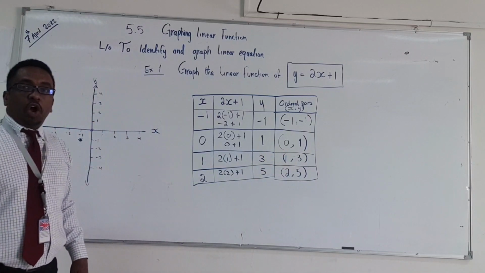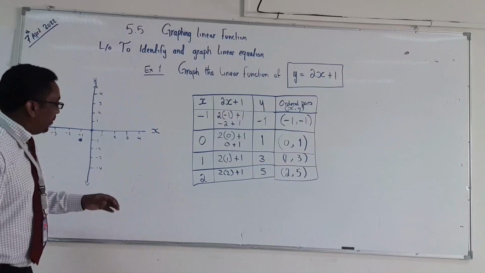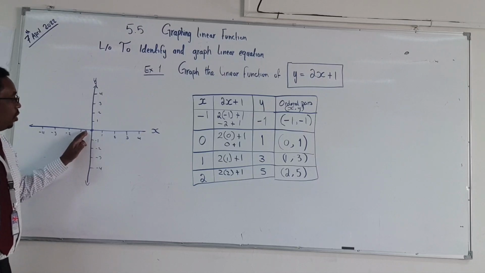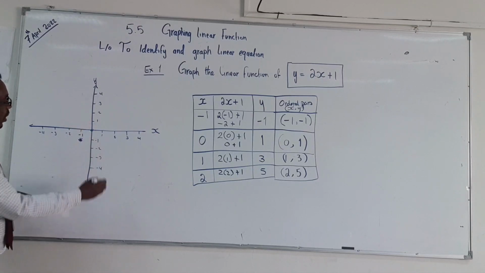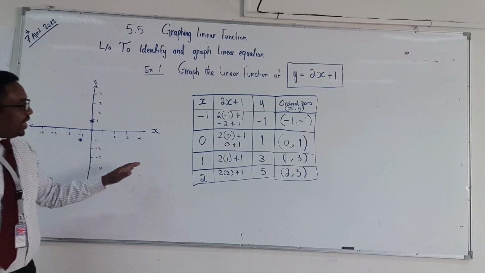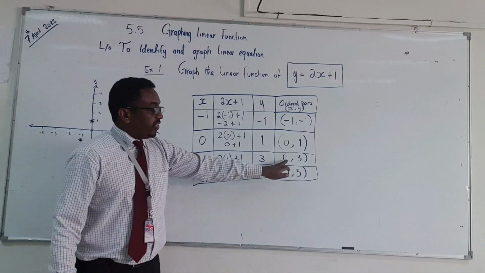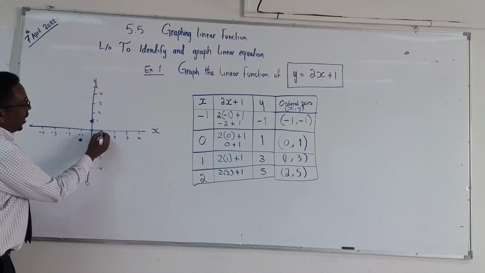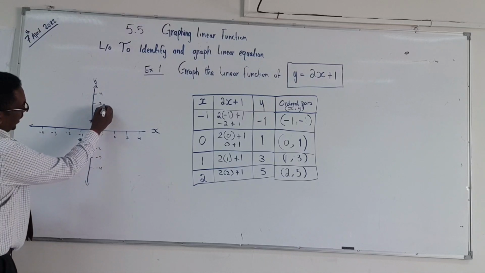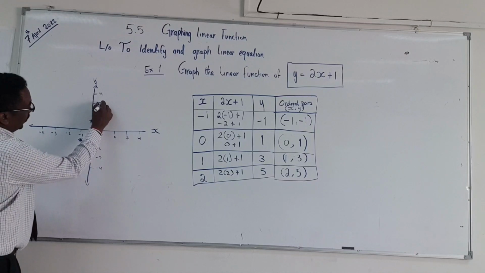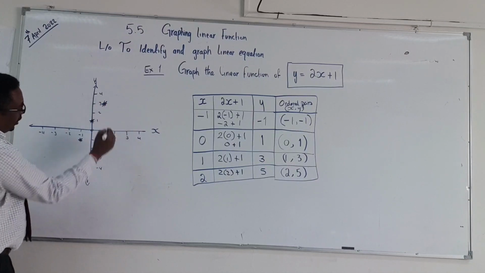So what is the next one? 0 and 1. Where will be 0 on the x-axis? Here. And where will be the 1 on the y-axis? Up. So where do they meet? Here. Are we happy with that? Yes. So we have another point there. Let's find the next one now. X is 1, y is 3. X equals 1 is here. Y equals 3 is where? There. They meet here, right? So we make a dot here. Are you happy with that?